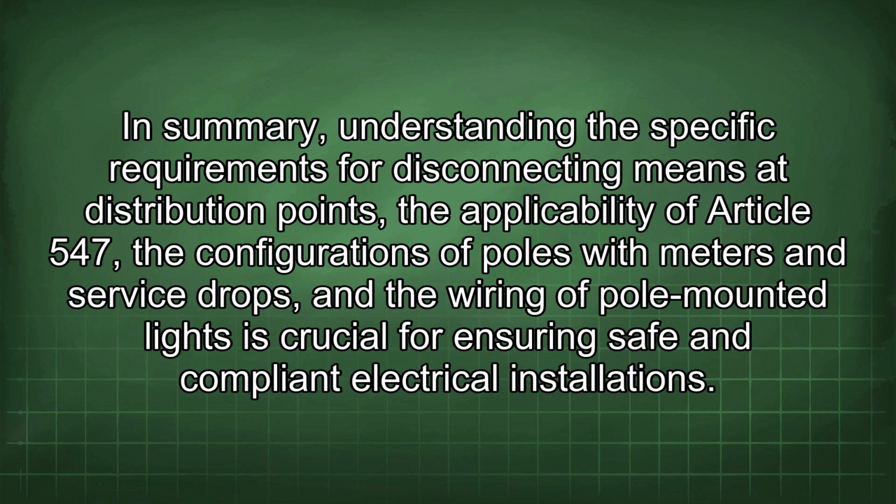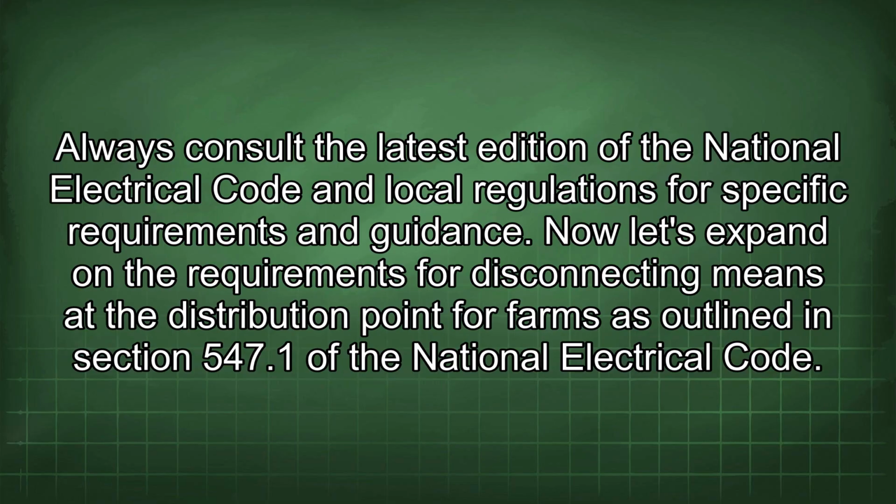In summary, understanding the specific requirements for disconnecting means at distribution points, the applicability of Article 547, the configurations of poles with meters and service drops, and the wiring of pole-mounted lights is crucial for ensuring safe and compliant electrical installations. Always consult the latest edition of the National Electrical Code and local regulations for specific requirements and guidance.